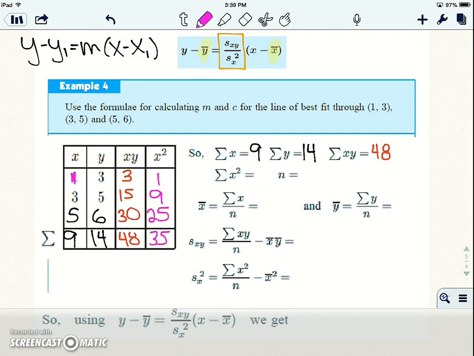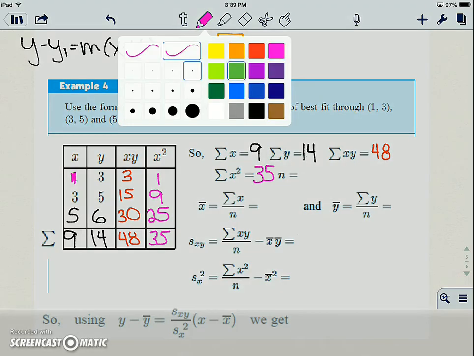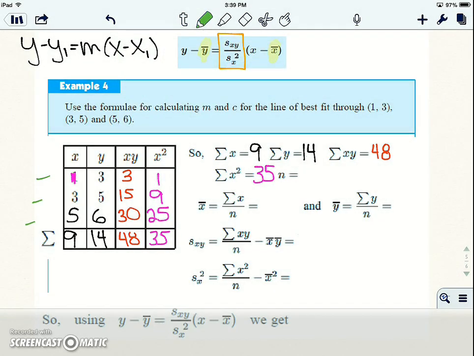So we need all of these pieces for our formula. And then again, n is just how many numbers do we have? Or how many data points do we have? 1, 2, 3. So n is 3. Now let's look at our formula. We need an average of the x's and an average of the y's. Well, remember, when you take an average, it's adding up all of the numbers and dividing by the total number of numbers, right? So we have 9 divided by 3, or 3. Our average x is 3.